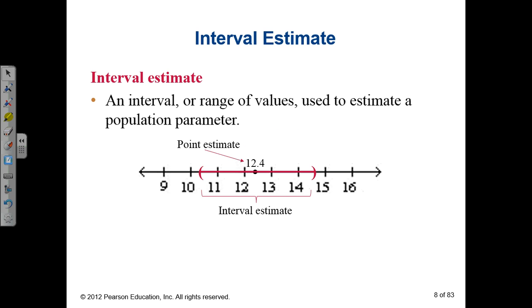Now notice we just found the point estimate. If the point estimate was 12.4, we're not saying that the population mean is 12.4. What we're saying is the population mean is around 12.4, somewhere between this lower limit and this upper limit. So next we need to see how to find these limits to find the interval that includes the population mean, the unknown population mean.